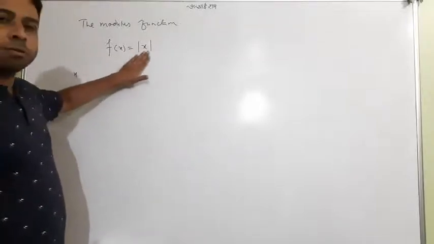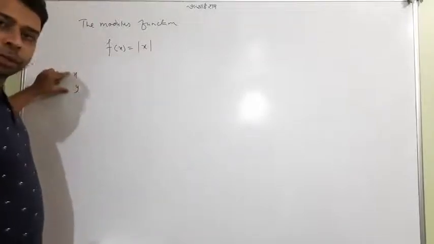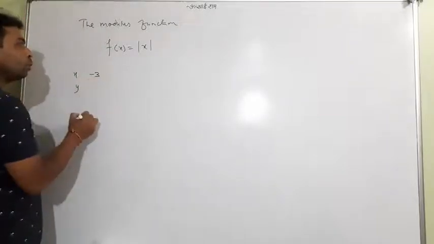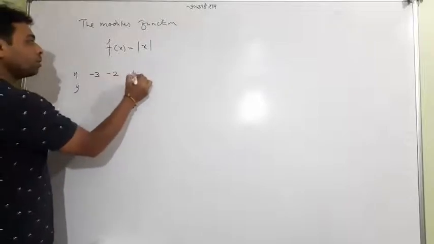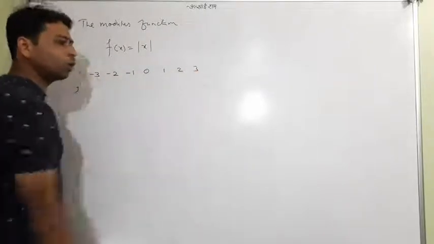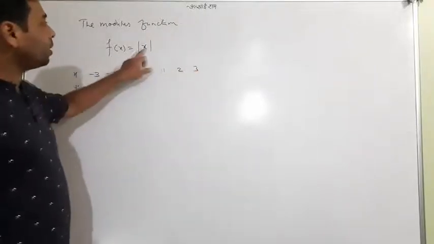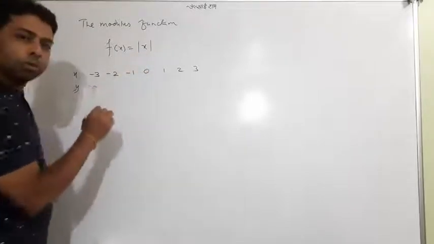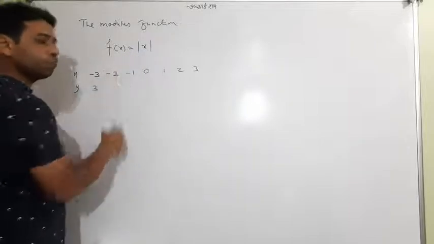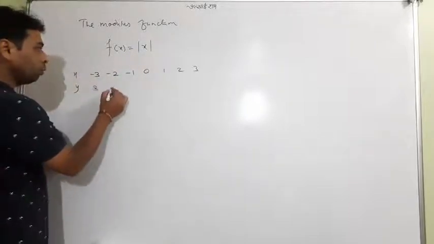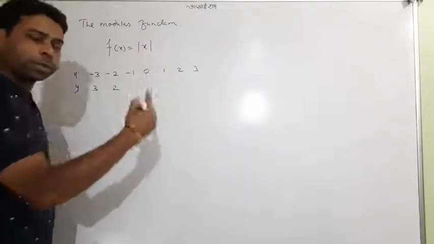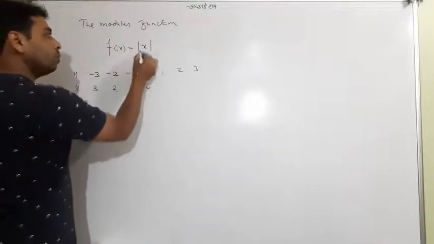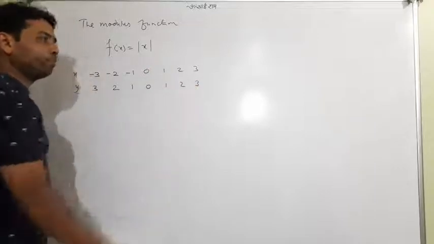f of x is equal to mod x. Choosing some values of x and y. I'll choose some negative values. Suppose I put minus 3, then minus 2, minus 1, 0, 1, 2 and 3, which is good enough. Putting minus 3 here, mod of minus 3 is 3. When you put minus 2 it is 2, because you know the nature of mod. Mod always gives a positive value. Minus 1 gives 1, 0 is 0, and 1, 2 and 3 will be the same.